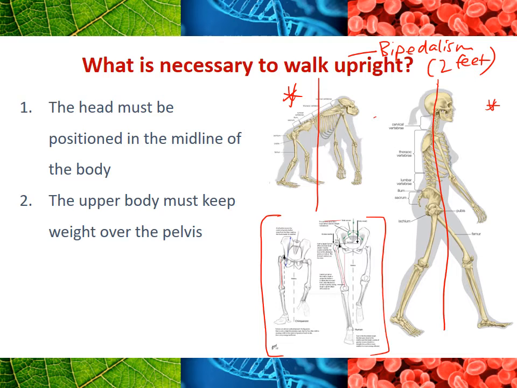The second thing is that the upper body must keep weight over the pelvis. Again, if we look at the pelvis here, our body weight is directly above our pelvis. Again, if we looked at the gorilla, that is not the case. The pelvis is back here and the rest of the body weight is here. Okay, so this is kind of basic physics. You can't possibly walk with that.